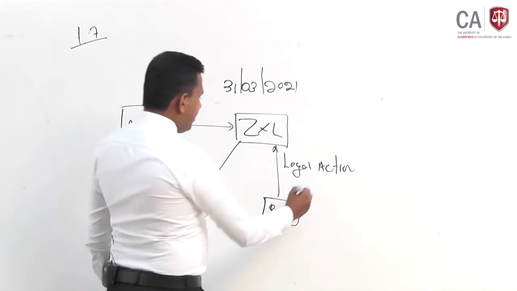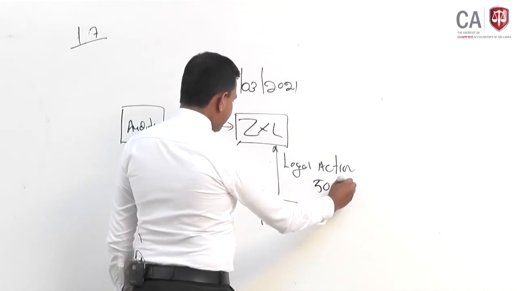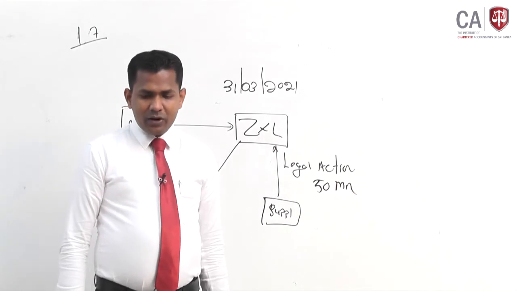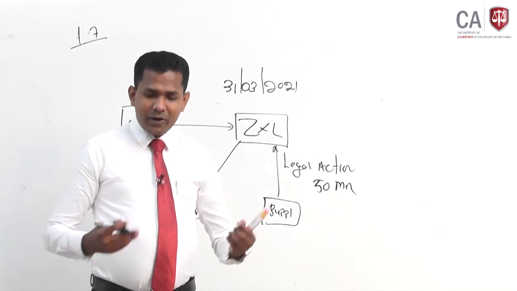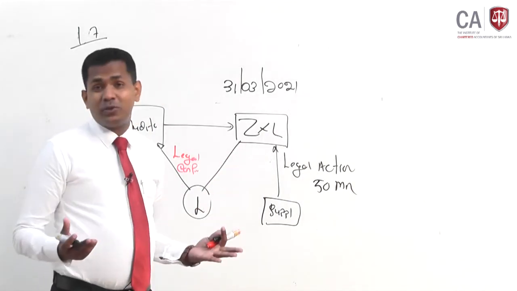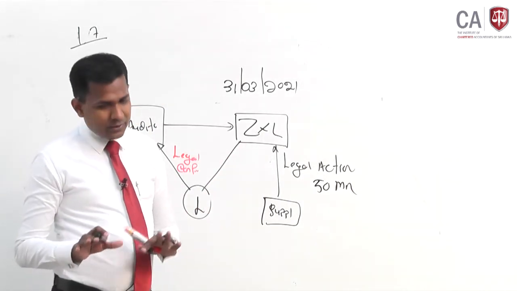They are asking for 50 million as compensation. And now it says the legal case is still going on and the outcome will not be known. So prior to the audit report, this case is going on. What would be the situation? No one can predict as of now.